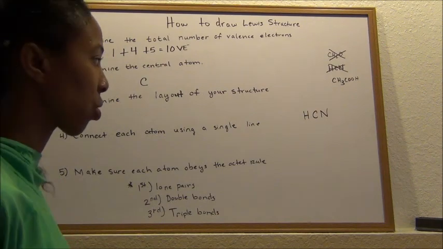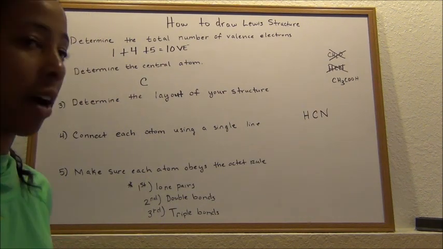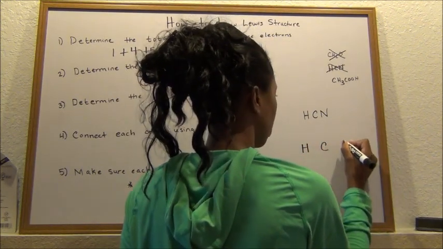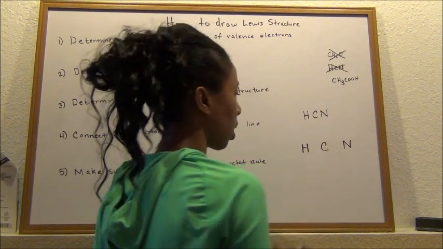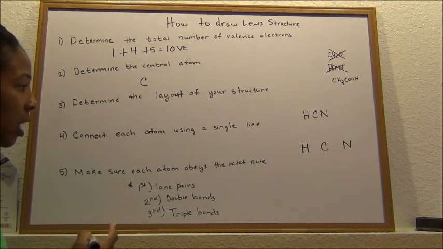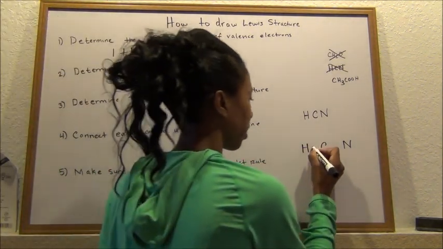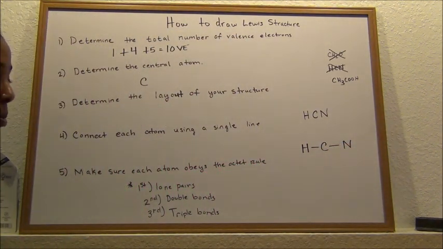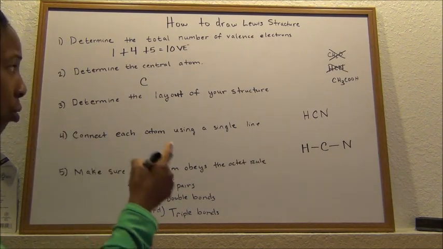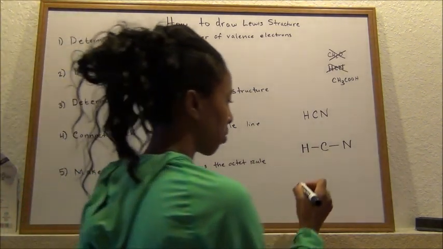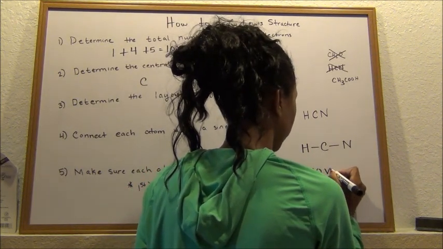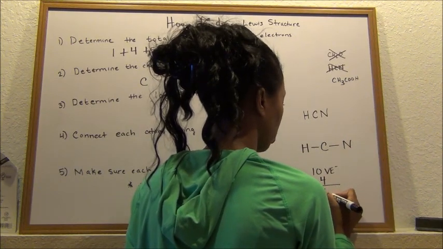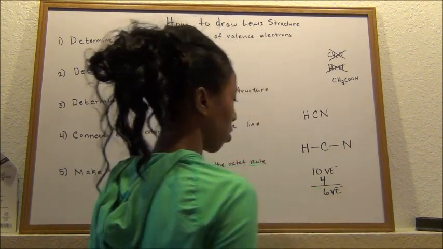Now, because of the way the structure is written, we kind of know the layout of our structure. We have hydrogen bonded to carbon, which is also bonded to nitrogen. So we're going to go in and connect each atom using a single line. And so I'm going to subtract the amount of electrons that I've used from the total amount available to me. So I have 10 electrons and I've used up 4. So that leaves me with 6 valence electrons.